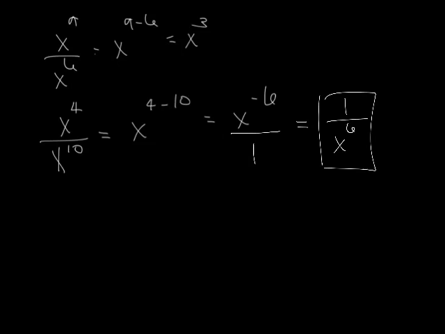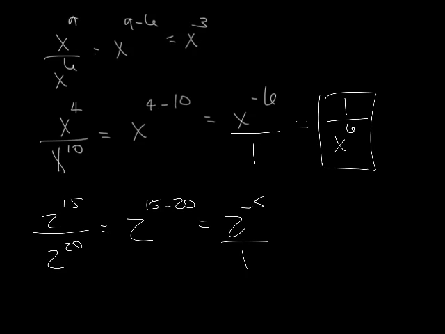Alright, so when we have 2 to the 15th over 2 to the 20th, we get 2 to the 15 minus 20, which equals 2 to the minus 5, and again, it's in the wrong place, so 1 over 2 to the 5th. And 2 times 2 is 4, times 2 is 8, times 2 is 16, times 2 is 32. So 2 to the 5th is 32, and that's what we get for our answer.